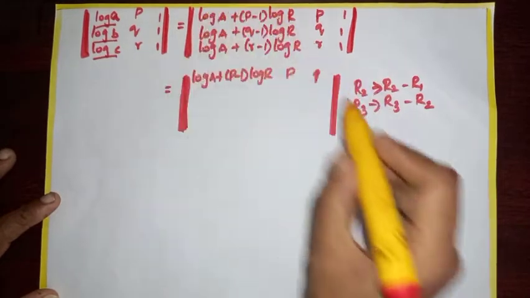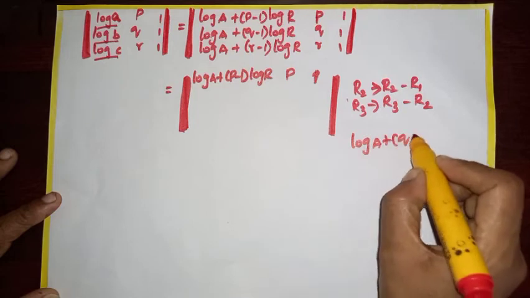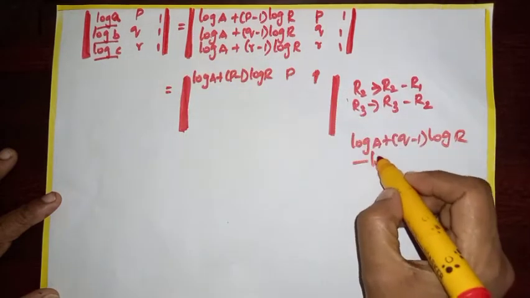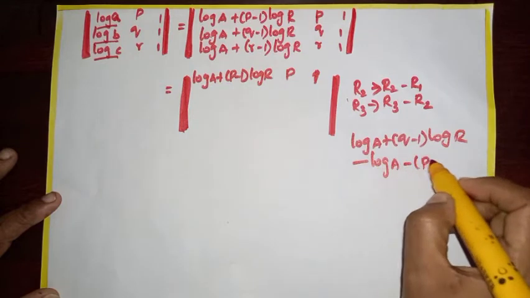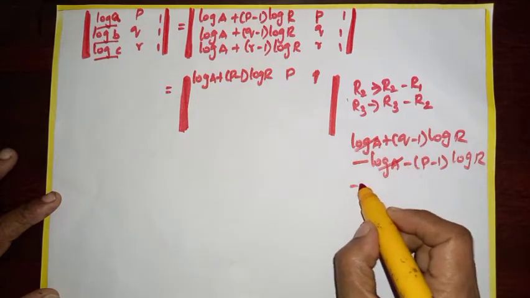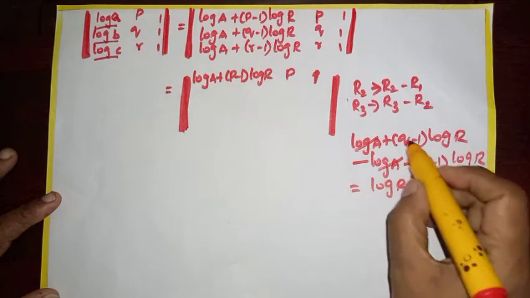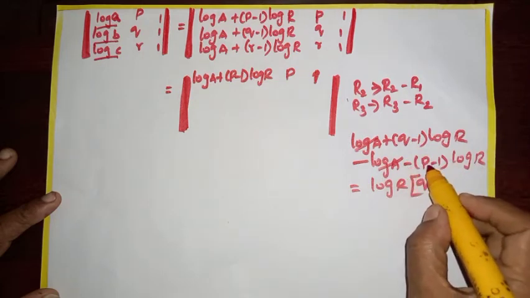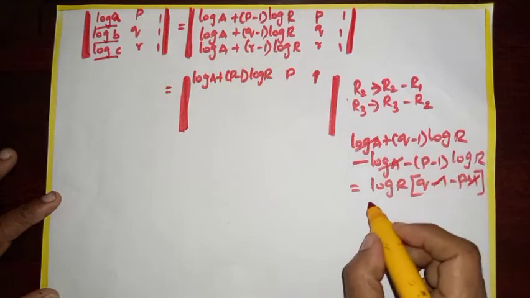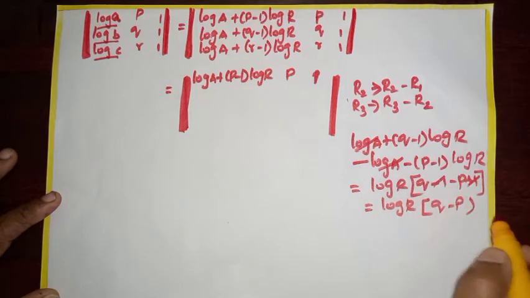Now R2 minus R1. R2 is log A plus Q minus 1 log R, minus R1, which is minus log A minus of P minus 1 log R. Log A will be cancelled. Then we have log R. Take log R commonly out. Then we have Q minus 1 minus of P minus 1, which is minus P plus 1. Then plus 1 minus 1 will be cancelled. Then we have log R into Q minus P.